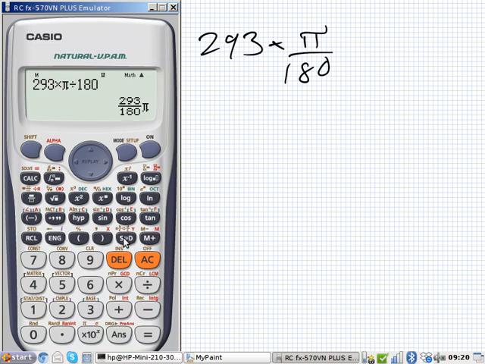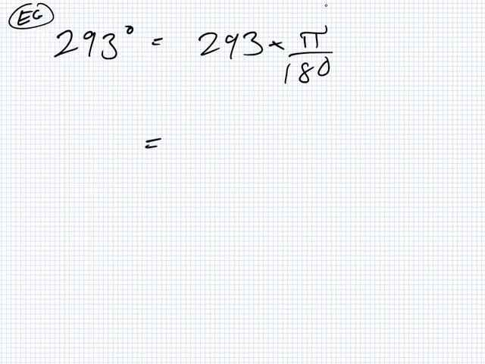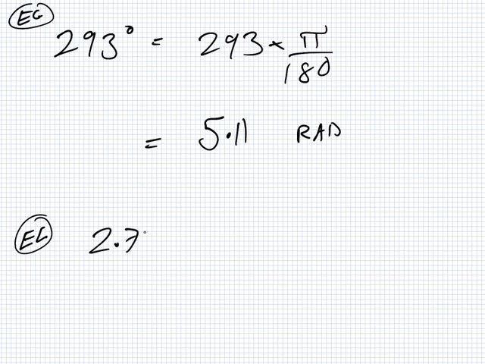Let's get that as a decimal. 5.11 radians. Okay, and let's try this example now. 2.7576 radians. Let's change that into degrees.